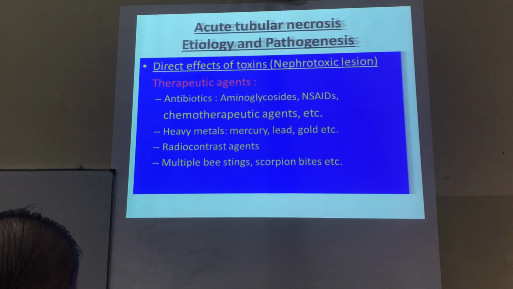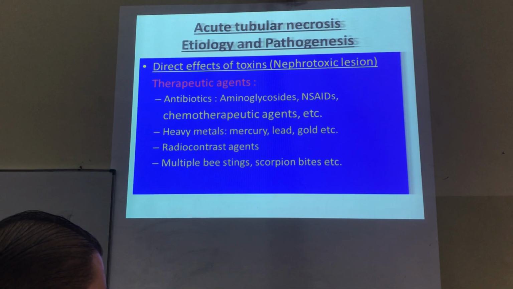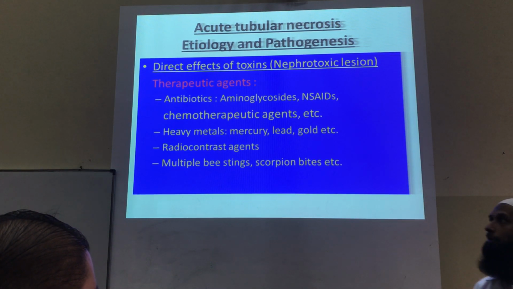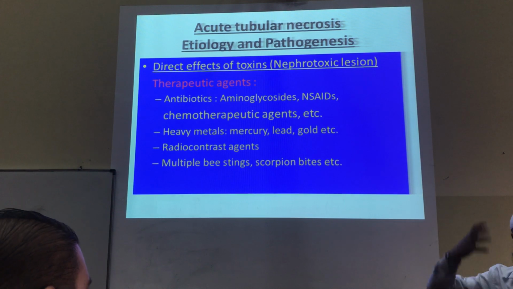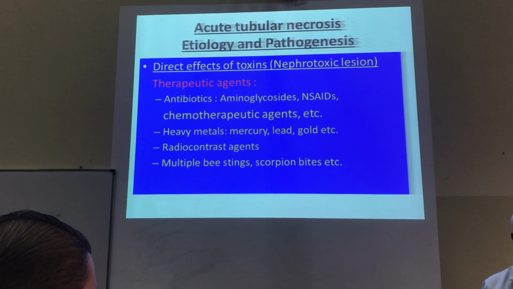So radio contrast agents, multiple bee stings, scorpion bites, these are also sometimes very, very dangerous because they are directly nephrotoxic. Okay, I saw one of our classfellows who got a lot of bee stings, maybe up to hundreds, 200. So his whole body was swollen. The bees have a poison which they inject, and it is very toxic. It can directly damage the kidney, leading to renal failure. So these small things can be very much complicated in the long run.